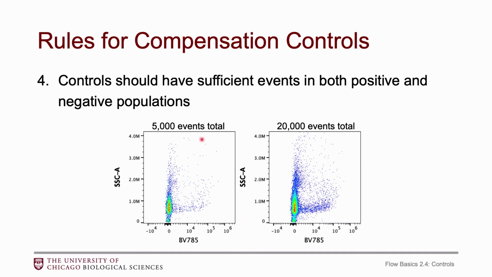So you can see here I have a tube where I ran 5,000 events versus the same tube that I ran 20,000 events. And you can see, looking at the positive population, in this tube there aren't very many cells. It's kind of hard to distinguish that positive population, but if we run more events, we can see the positive events much more clearly. So as you're running, take a look at the events that you're running. Make sure that you can visibly see a positive population. If you can't, then you're going to have to keep on running until you see a reasonably sized population.